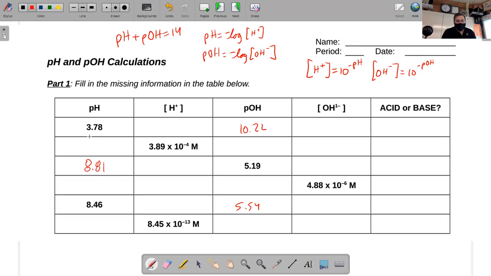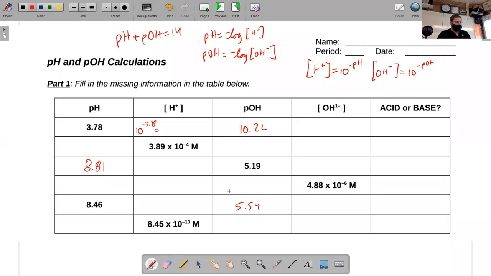So all the time, the pH plus the pOH has to equal 14. So those are the things you can fill in really easily. And then if you want to calculate a hydrogen concentration from a pH, it's always just 10 to the negative pH. But here's the thing, you don't write it as 10 to the negative 3.78. It's not acceptable in scientific notation to have exponents that are not integers. So you want to evaluate what that is.